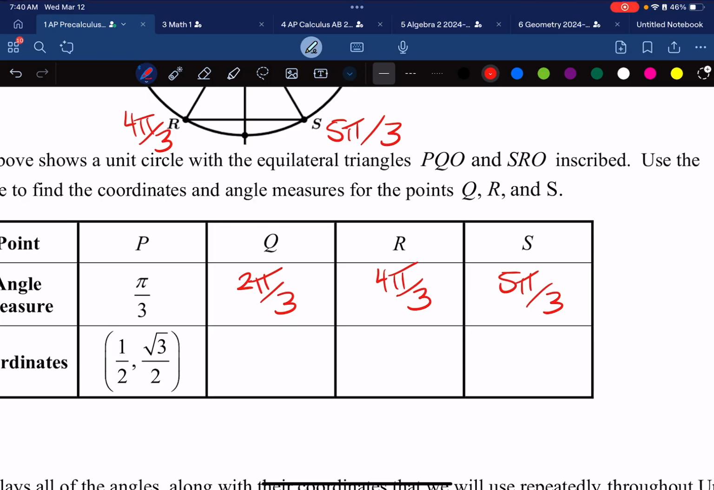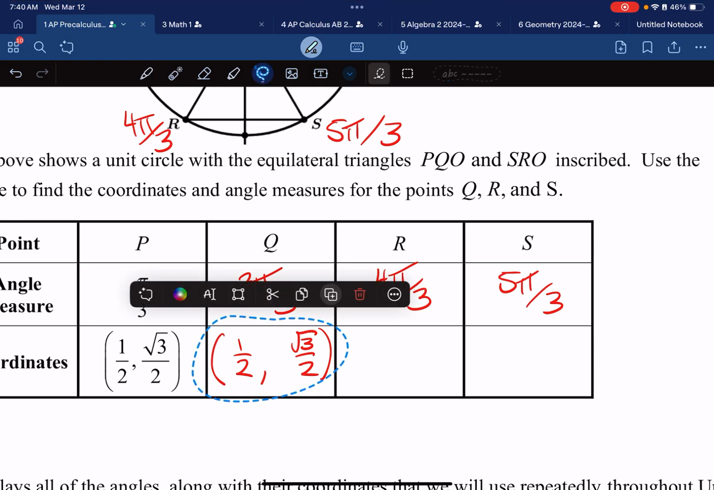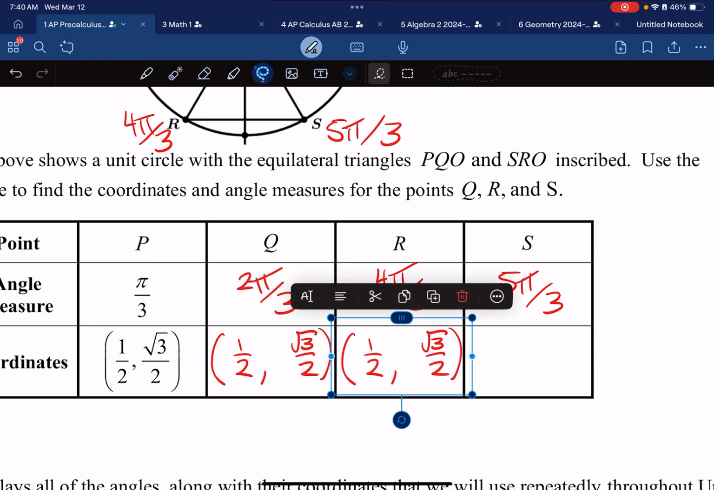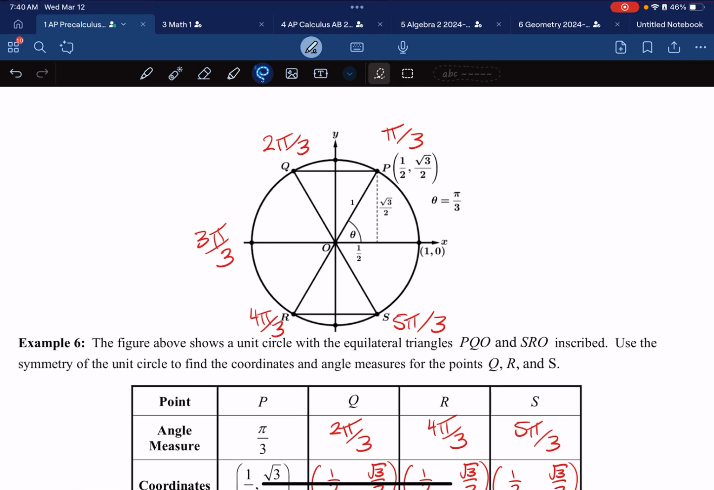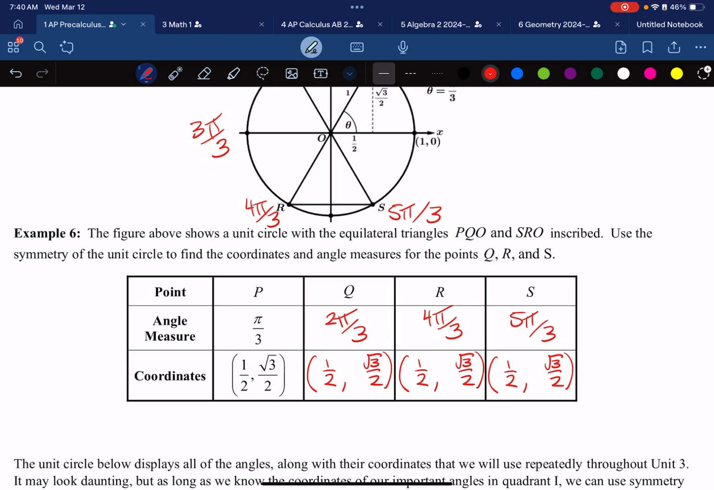So again, I can kind of do this. Ooh, I can just copy and paste, can't I? I'm going to do 1/2, giving myself room for a negative if I need one, and root 3 over 2, again giving myself room in front of it in case I need it. And I can just grab this using technology, paste him, and paste him. And I need to figure out which ones are negative and positive. So again, you could just use that same trick that we used before. Point Q should have a negative x coordinate. Point R should have both negative x and y coordinates. And point S should have a negative y coordinate.